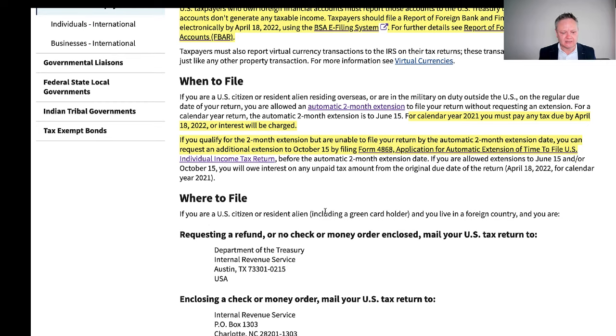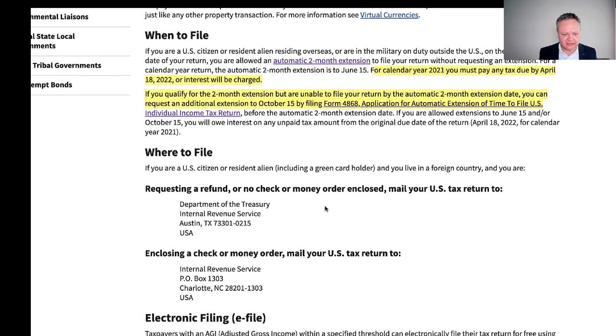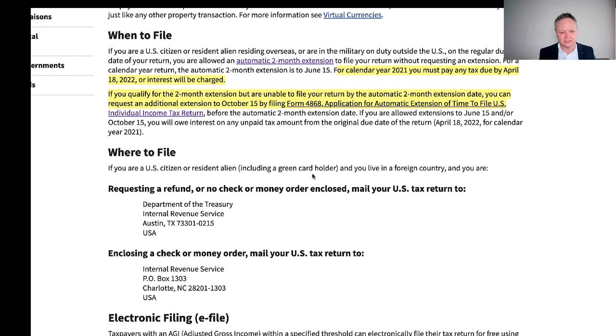So the second section here says if you are a US citizen and residing overseas, for 2021, you must pay your tax by April 18, 2022. The key thing here is we're talking about extensions of filing. We're not talking about tax payments that are due.